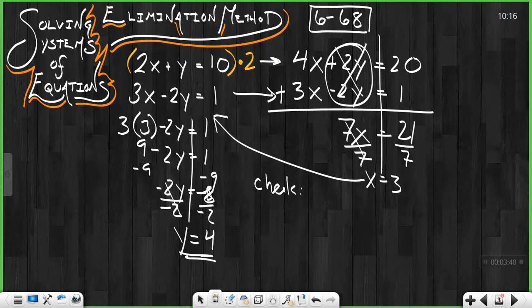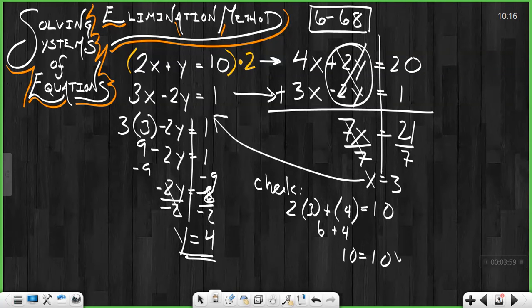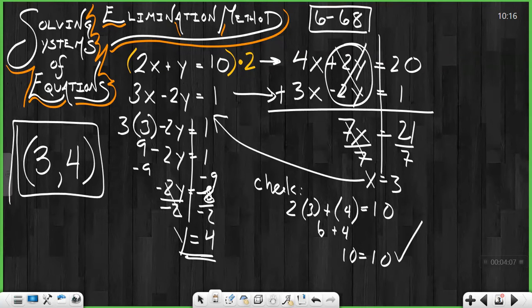So I'm using the 2x plus y here. So 2 times x plus y equals 10. And 6 plus 4, well, that is indeed 10. So it works. That means my answer is correct. 3 is my x, comma, 4 is my y. Put it in parentheses because it's an ordered pair. And we've got our intersection point.